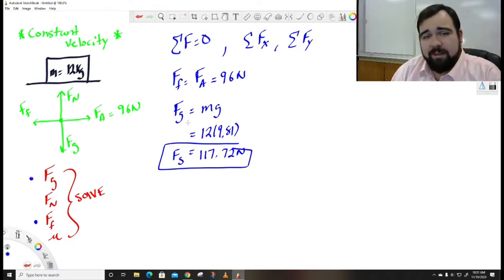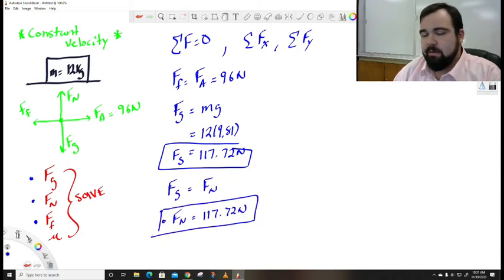And because of the fact that our net force in the y direction is equivalent to 0, that means we also know Fn. Because Fg is equivalent to Fn because of this. So there's our next one. Now that we know all of the forces acting on the object, we can go ahead and find the coefficient of friction. So we're looking for mu here.